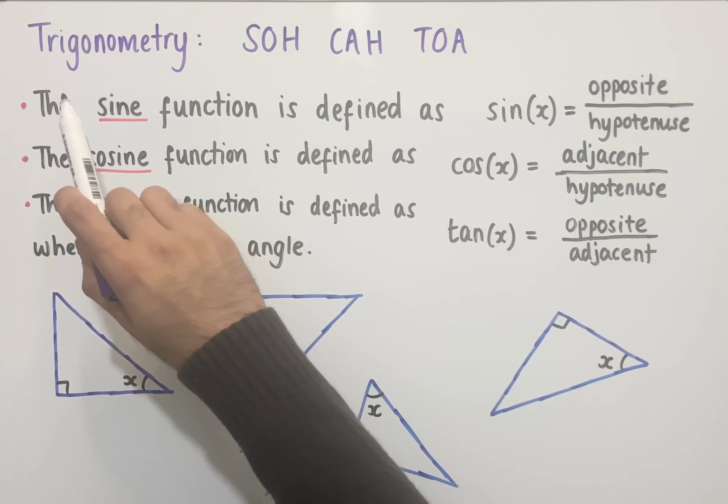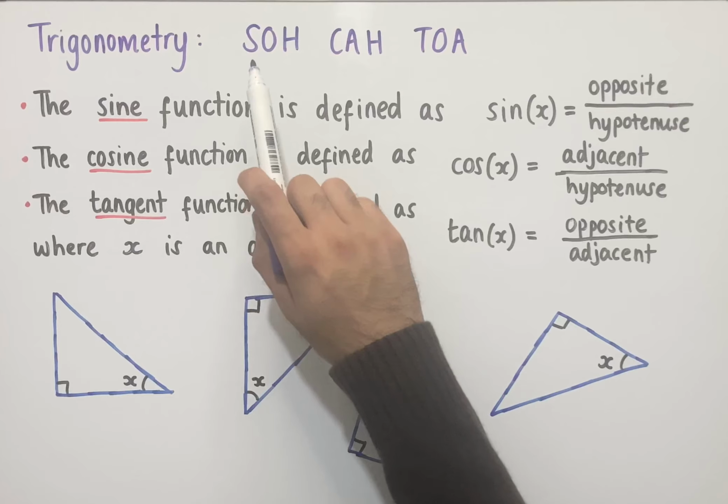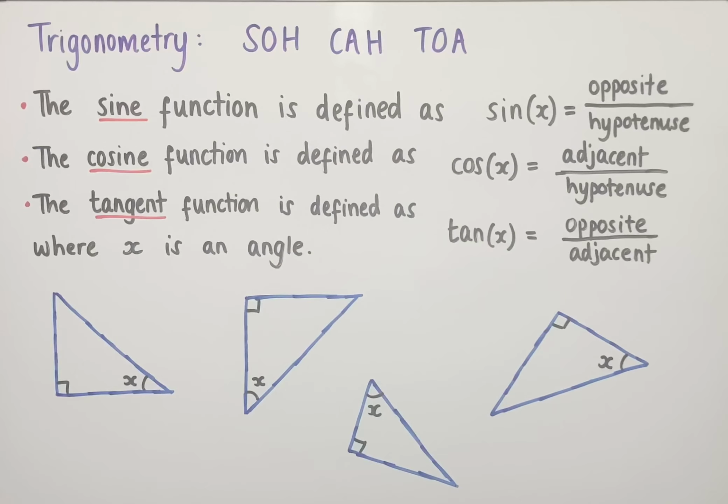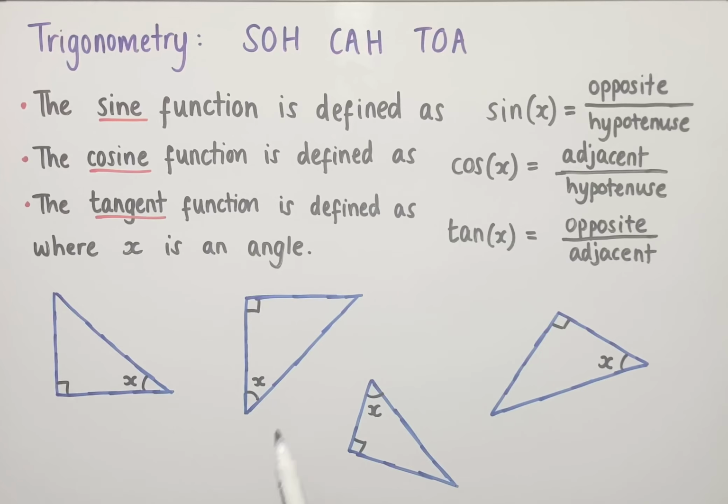Let's look at trigonometry, and more specifically right-angled trigonometry, and what Soh Cah Toa actually means. We'll come to these definitions in a moment, but let's start with these triangles. We see that in this first triangle, we've got a right-angled triangle, and we've got some angle x.